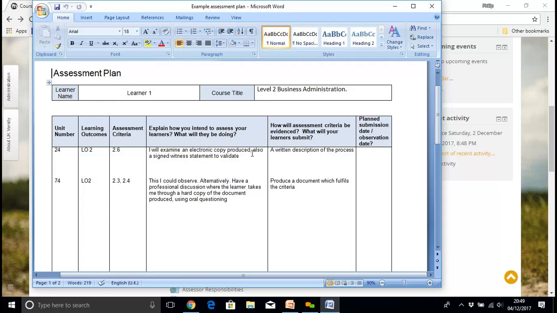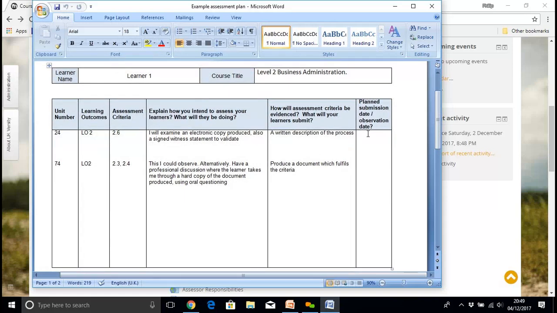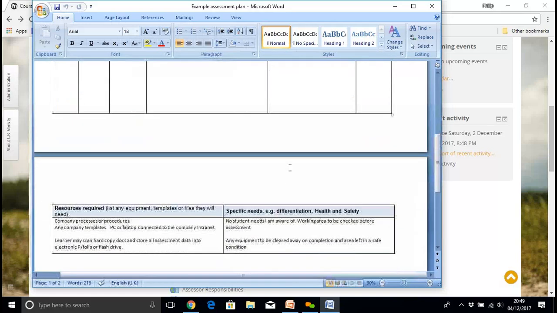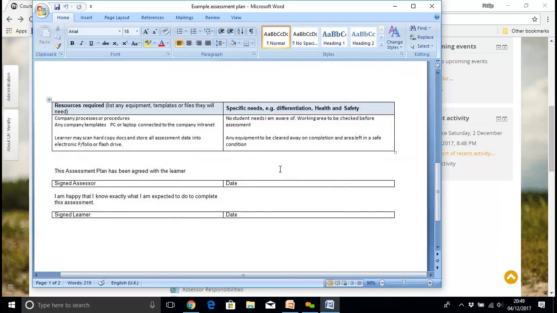So this one says I will examine an electronic copy produced, also a signed witness statement to validate it. A written description of the process. This I could observe. Alternatively, have a professional discussion where the learner takes me through a hard copy of the document produced using oral questioning. Produce a document which fulfills the criteria. Plan submission date.